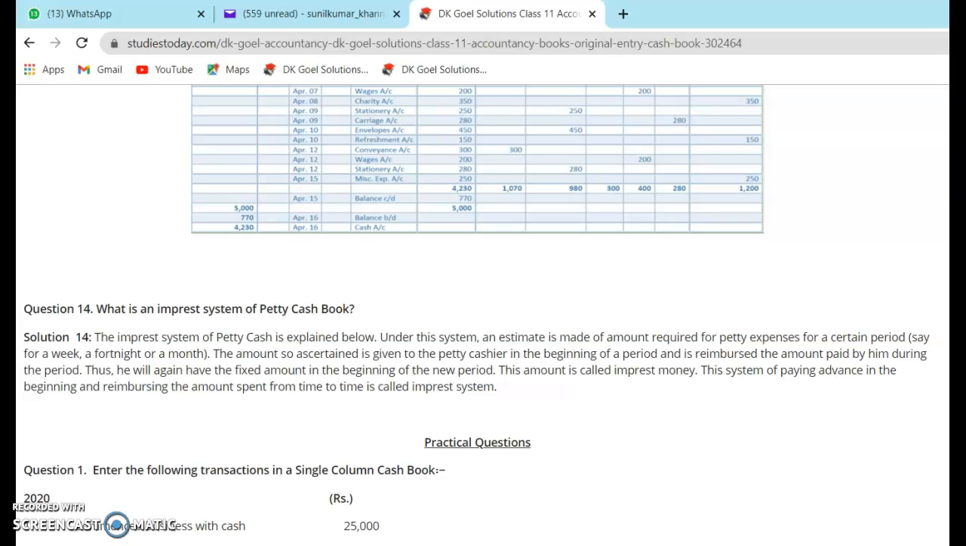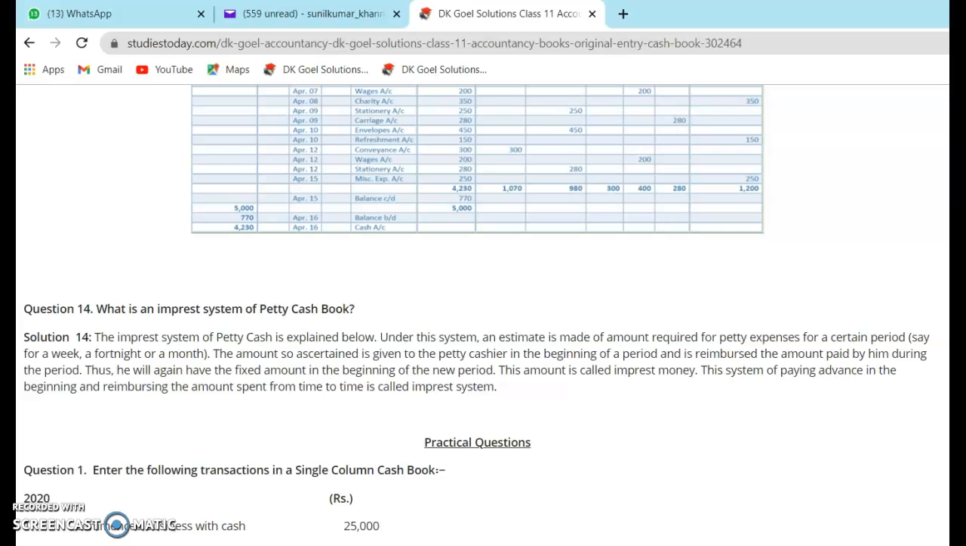अब बिजनेस वाले फेलोज, जिन बच्चों का बिजनेस है, they can understand, even the fellows who are having their own organizations, just understand how this imprest system works. आपके ऑफिस में या आपके बिजनेस में बहुत सारे कस्टमर्स, बहुत सारे आउटसाइडर्स आएंगे. You may be required to entertain them.